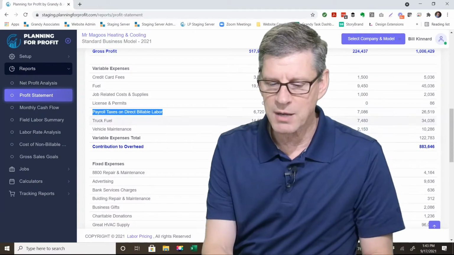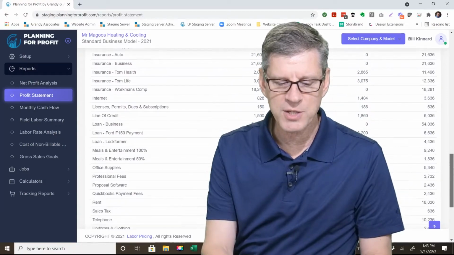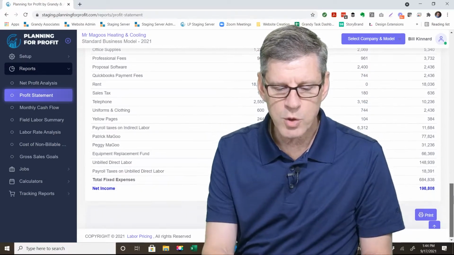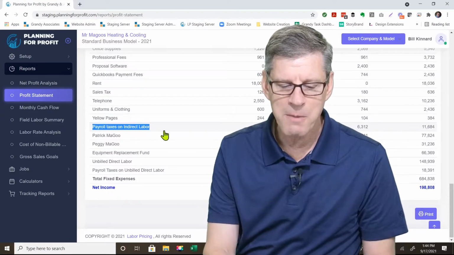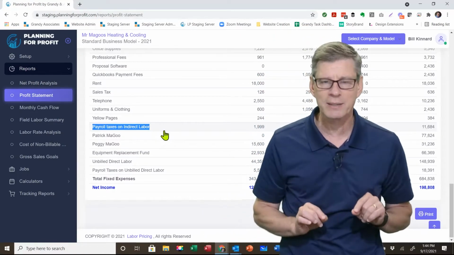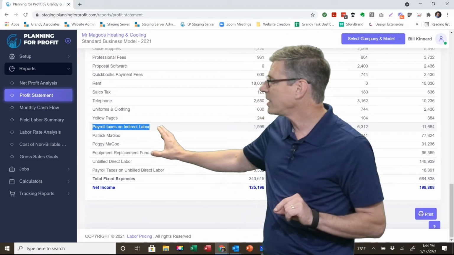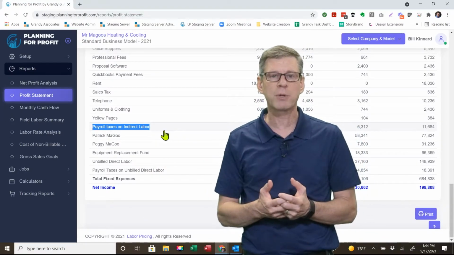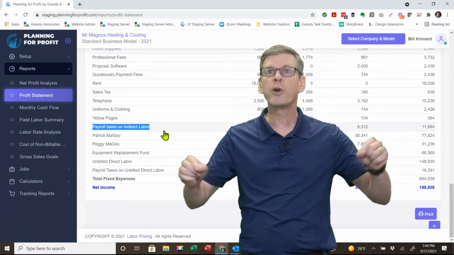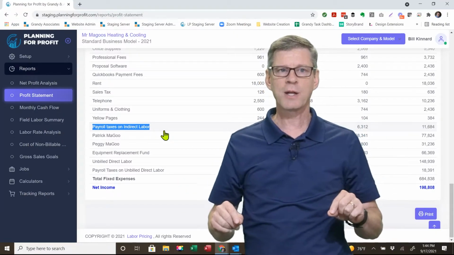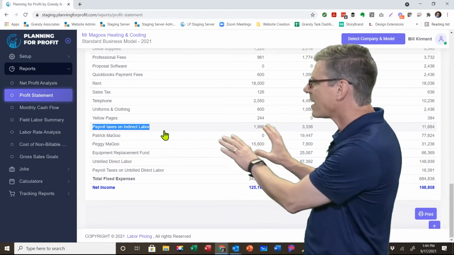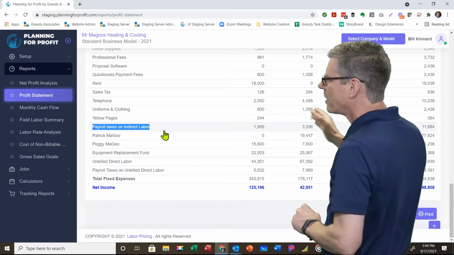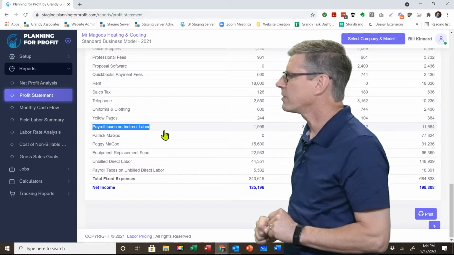The balance of it will show up down in your fixed expenses. So if I scroll down, I'm going to see two more entries. The first one is payroll taxes on indirect labor. So payroll taxes on indirect labor is all of the matching payroll taxes that you have to pay for your inside team, right? So your office staff, all of your indirect labor, that's going to be their matching taxes and what portion of it is allocated to which individual department.